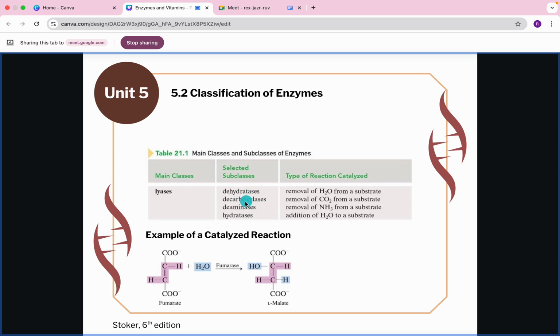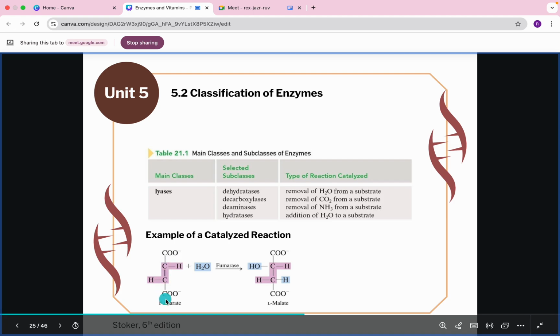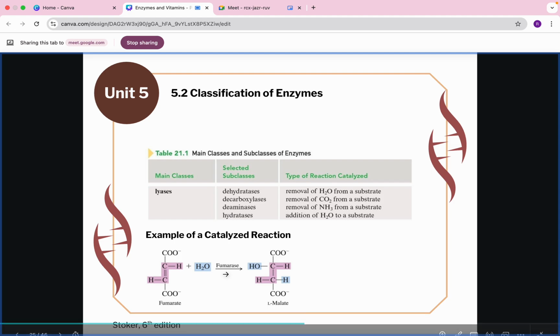So as you can see in their names, the molecule that they are actually removing or forming as a byproduct are actually incorporated in their names. But if you have hydratase, it actually means that there is an addition of a component, which is water, to a double bond. So here in our example, we have a substrate fumarate, and we have here our example fumarase. So most of these lyases, most of them are actually conjugated enzymes.